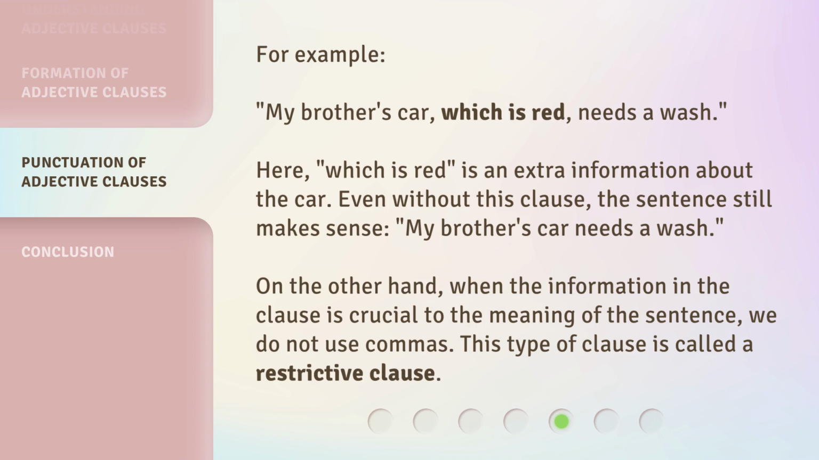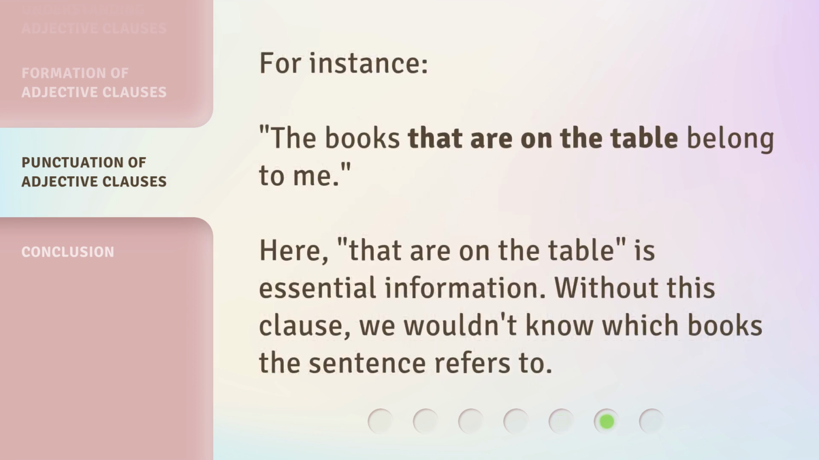On the other hand, when the information in the clause is crucial to the meaning of the sentence, we do not use commas. This type of clause is called a restrictive clause. For instance, the books that are on the table belong to me. Here, "that are on the table" is essential information. Without this clause, we wouldn't know which books the sentence refers to.